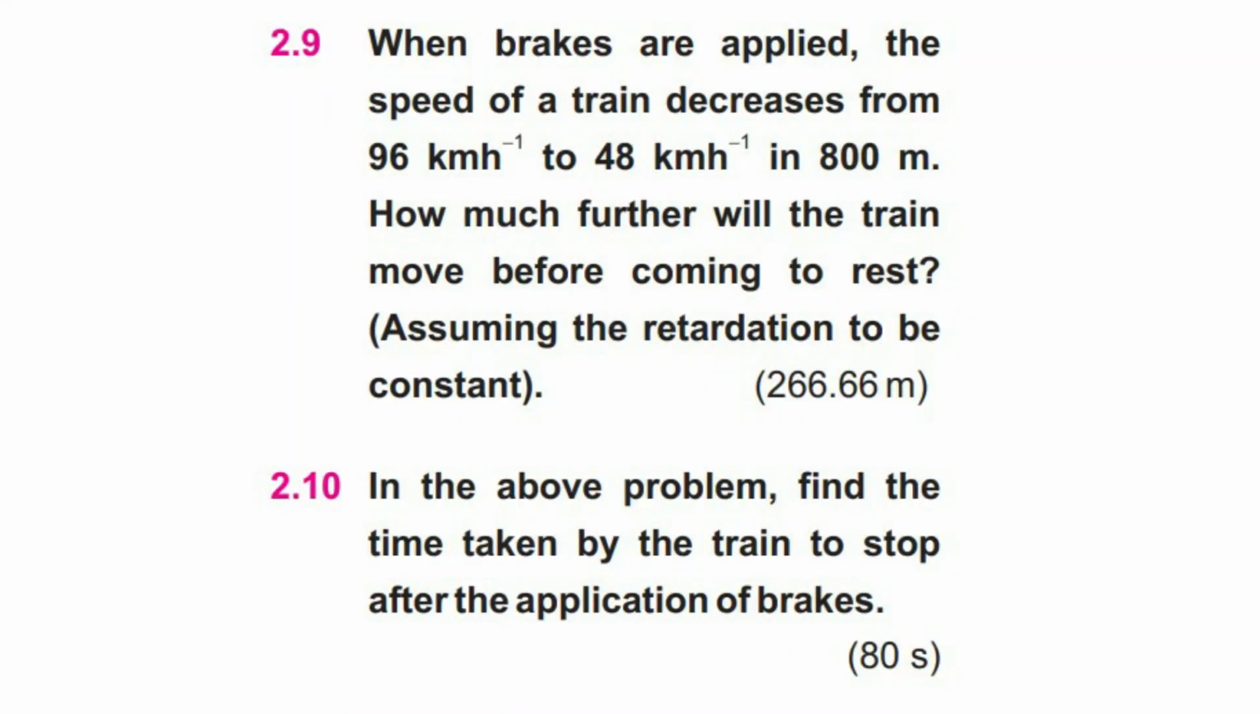And numerical 2.10 is the continuation of numerical 2.9. In numerical 2.9 we calculated the value of retardation. The value of the retardation we will use in 2.10 to calculate the time taken by the train to stop. To solve this problem, consider this box as a train.